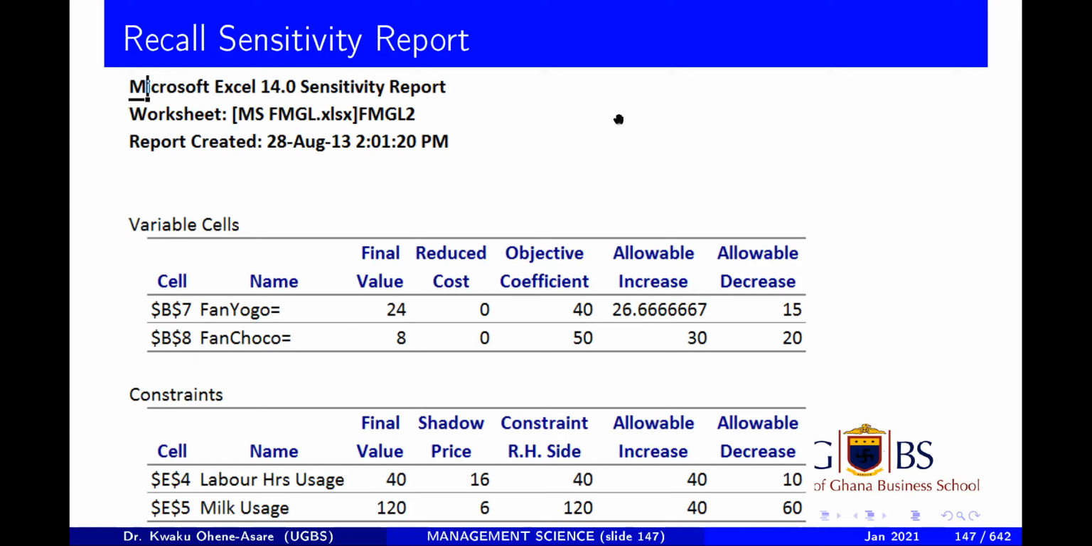Which one would they choose? I'll still go with the labor, because if you look at the shadow price of labor, 16, if you increase it by 20 hours, that will give you an increase in profit of 320. But if you increase the gallons of milk, whose shadow price is 6, by 40, that will be 240 in profit. So the labor is still better.